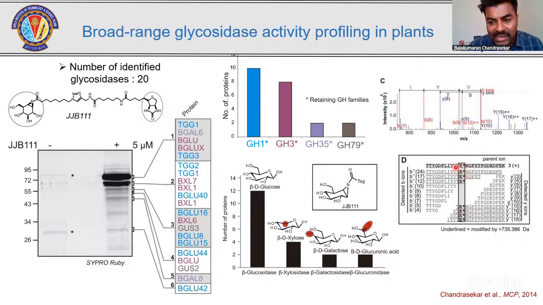We were able to clearly see that it is labeling the glutamate residue, which is on the active site of a particular protein. Based on this, we have validated our system: the JJB probes, or activity-based probes, target glycosidases, and they act by the mechanism which is predicted to label the glycosidases exactly at their active site.